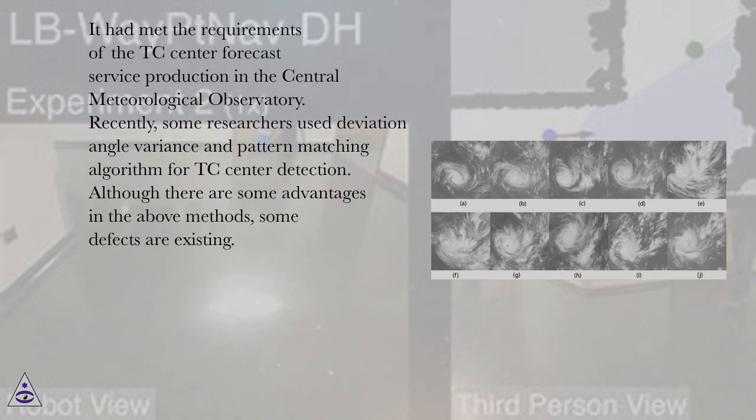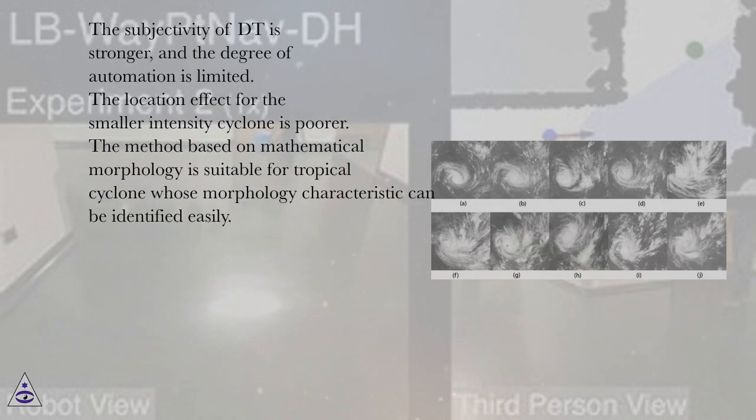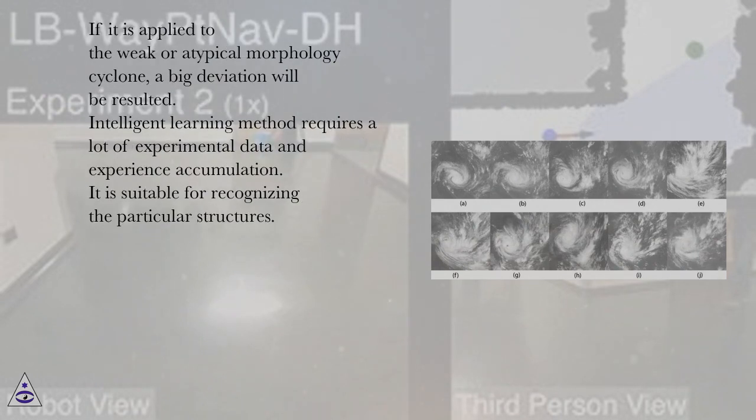Although there are some advantages in the above methods, some defects exist. The subjectivity of DT is stronger, and the degree of automation is limited. The location effect for the smaller intensity cyclone is poorer. The method based on mathematical morphology is suitable for tropical cyclones whose morphology characteristics can be identified easily. If it is applied to the weak or atypical morphology cyclone, a big deviation will result.